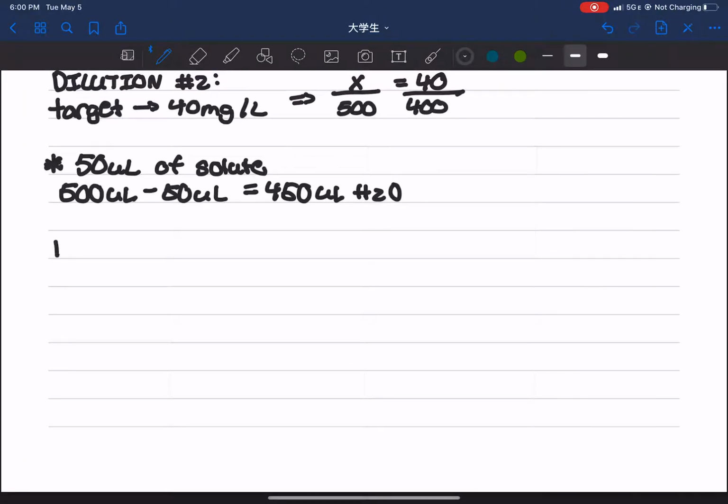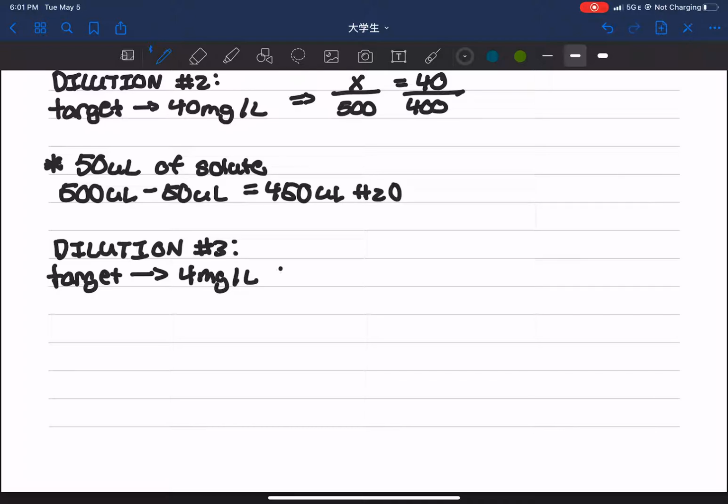Okay, now for dilution 3. I'm going to set my target at 4 milligrams per liter. Again, we set up our proportion. 4 is our target. 40 is our new starting solution. That's going to be 4 times 500 divided by 40. That's also 50 because we went down by a power of 10.